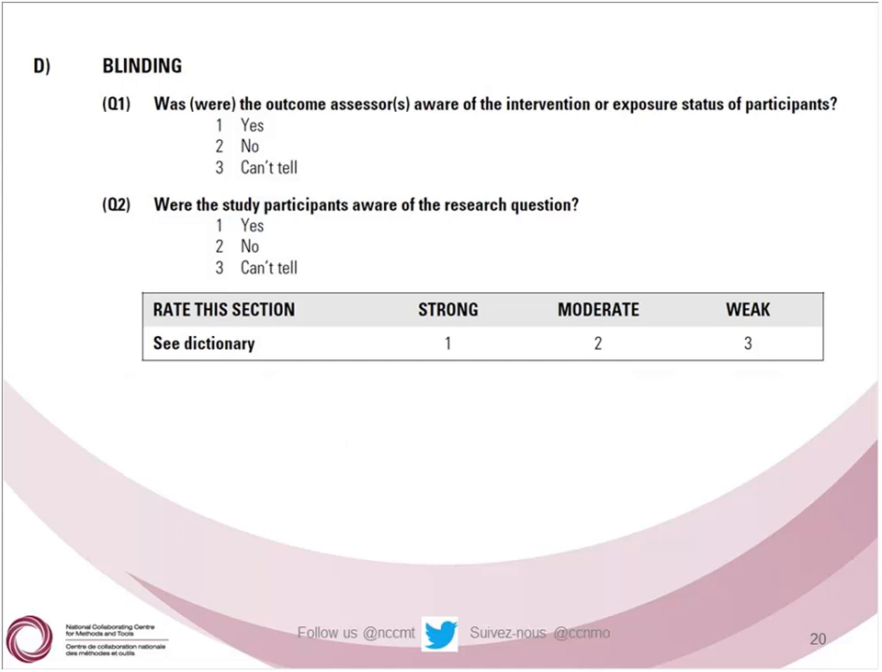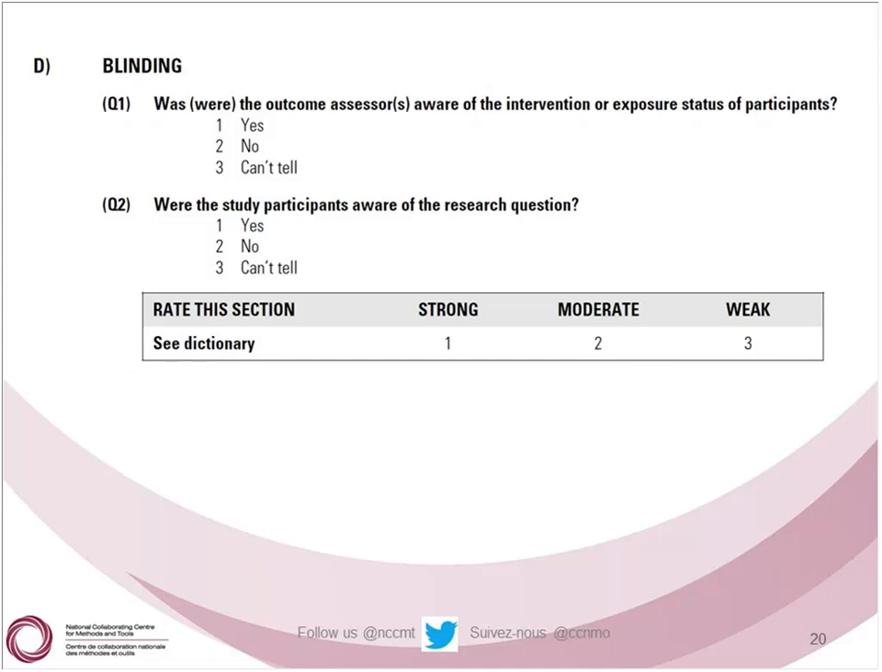With respect to blinding, we know that blinding is very important in terms of its impact on the intervention. So we want to know if, at a minimum, the outcome assessors were aware of the intervention or exposure status of the participants, and then were the study participants aware of the research question. So this is very interesting and very complicated in terms of how we design our studies that are relevant to public health. Of course, oftentimes we cannot blind study participants to whether or not they are receiving an intervention, and that's why that question is not asked here.